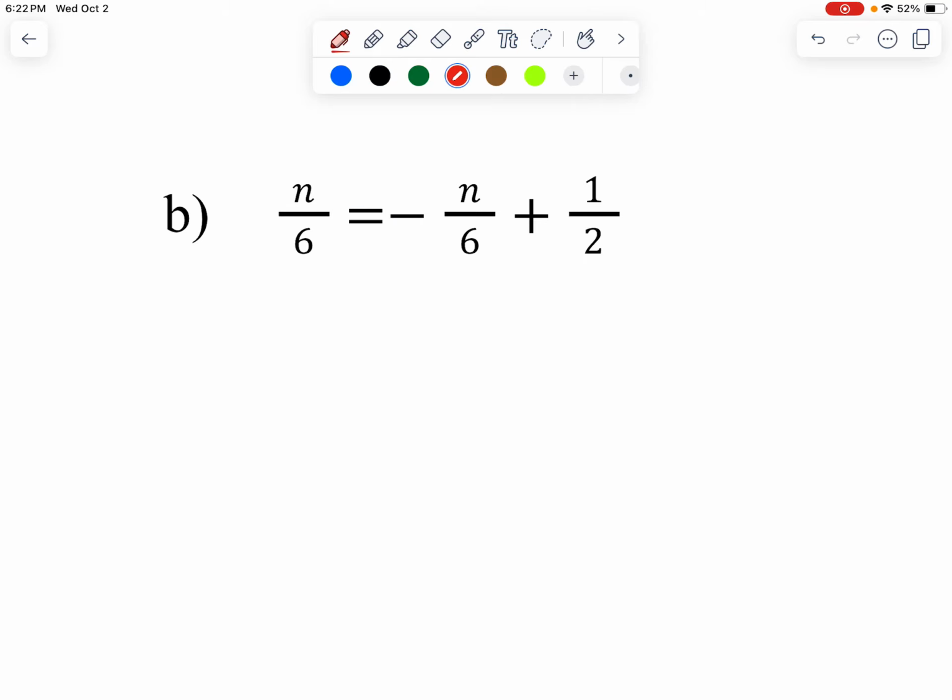So on the right I've got a negative n over 6, so I'm going to add n over 6. And so we think of that as like 1n over 6. So if I have 1n over 6 plus 1n over 6, that's 2n over 6 equals 1 over 2.